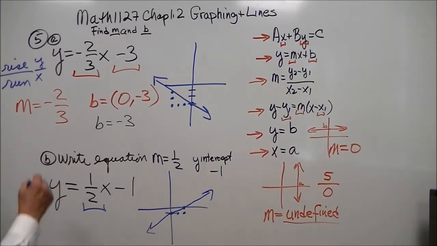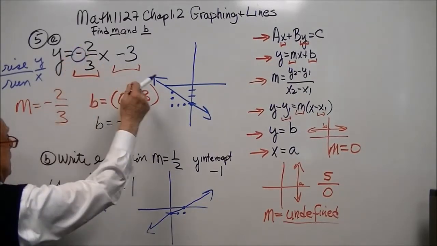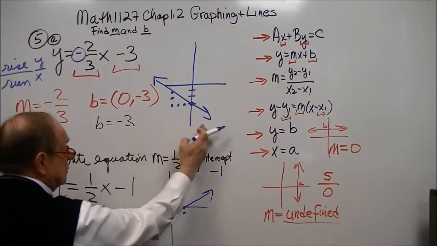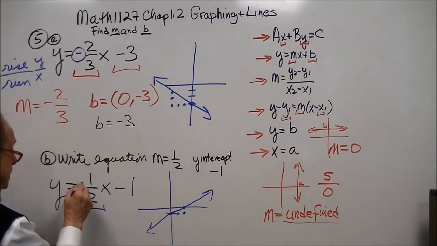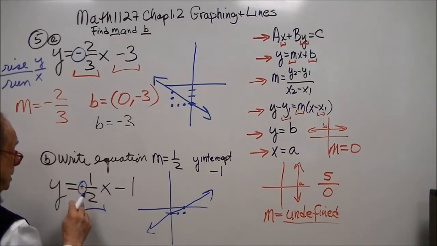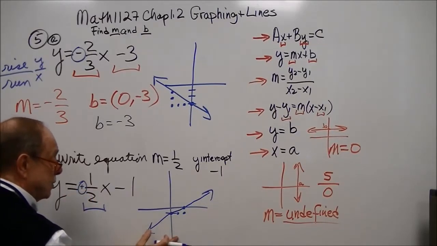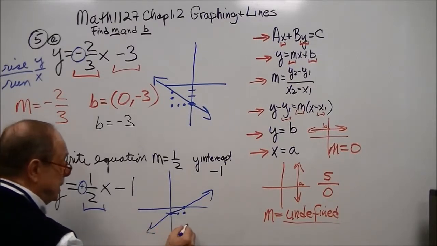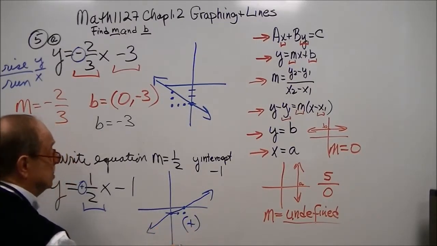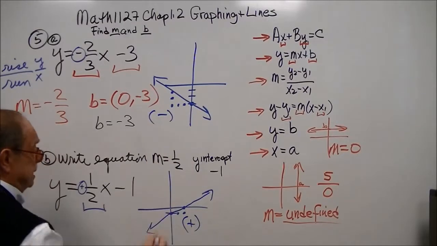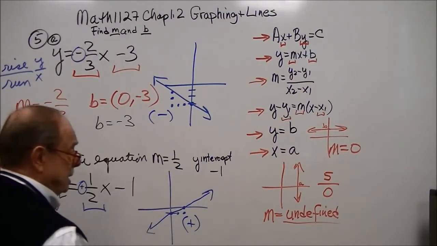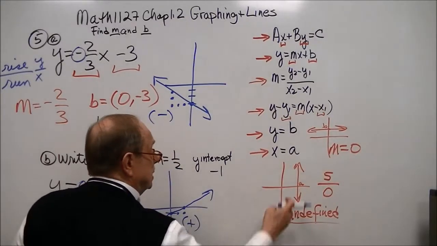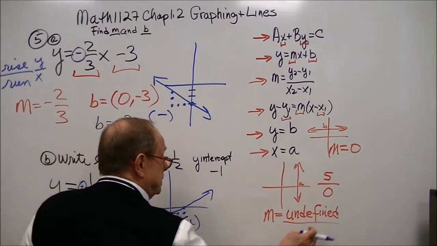Now you'll notice that with a negative slope over here, the line starts high and goes down as you go to the right. Positive slope starts low, and as you go to the right, the line goes up. So this would be positive slope. This is negative slope. Horizontal line is 0 slope. Vertical line is undefined.